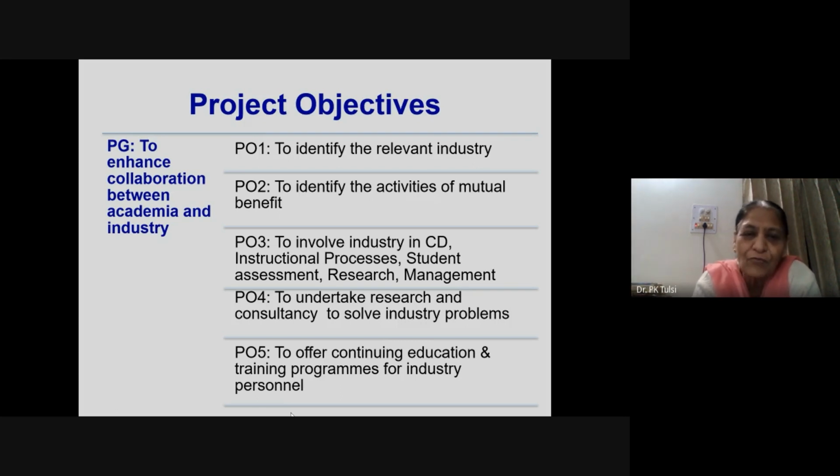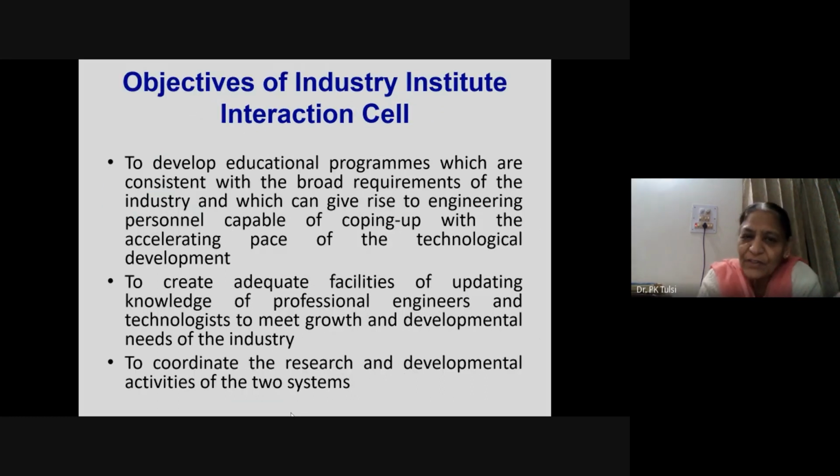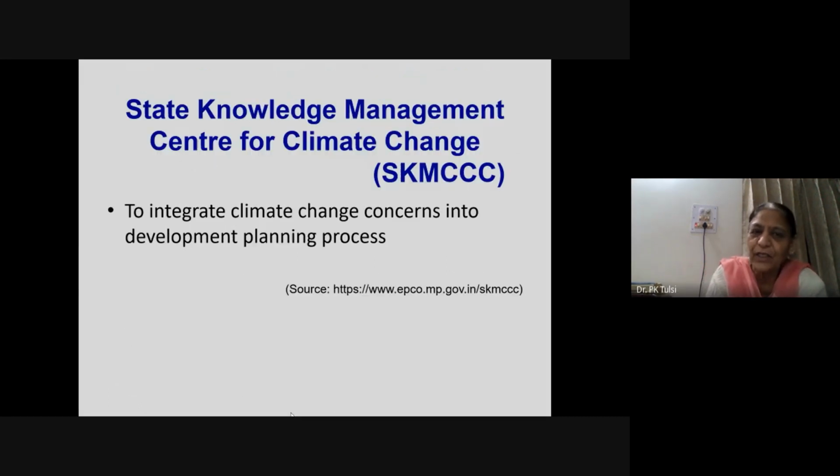Then you can think of, here it is not mentioned who will take it. Maybe students can take up some projects to solve problems of industry, or faculty can take problems, and so on. If you go by industry institute interaction cells, which you are trying to establish at your institute level, maybe these are some of the specific objectives. So, develop educational programs which are consistent with broad requirements of the industry. Create adequate facility for updating of professional engineers and technologists. Then, coordinate the research and development activities of the two systems.